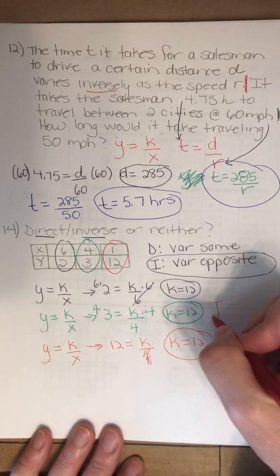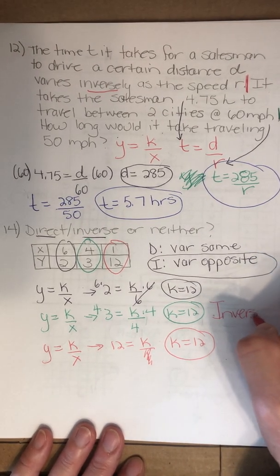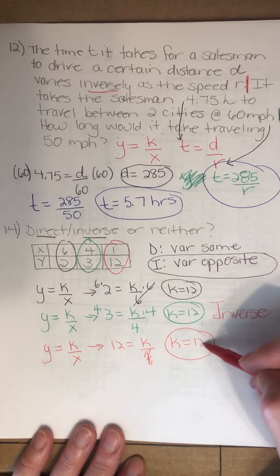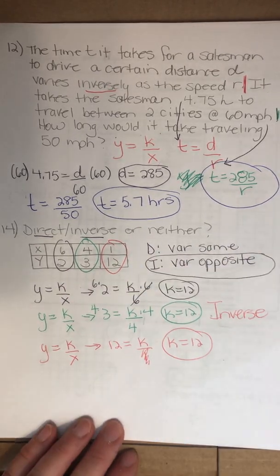So yes, this is an inverse relationship because the k remained constant through the entire set of data.